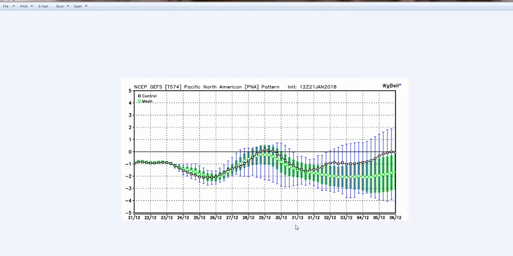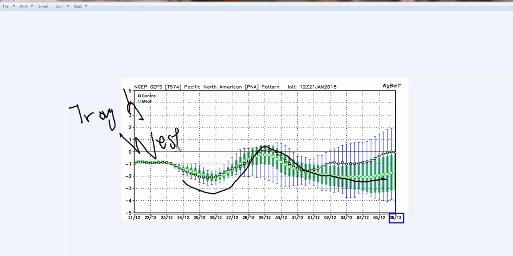If we look at the PNA pattern, remember we wanted it positive to get a ridge on the West Coast bringing the cold air in. But as you can see, through February 5th or 6th here, we see generally a running negative, and then briefly neutral, then negative again. We're looking at the green line here. So this is not positive at all. This means you have a trough on the West Coast, which is not what you want to see. Of course, you want to have a ridge there. So that's not a good or ideal sign.